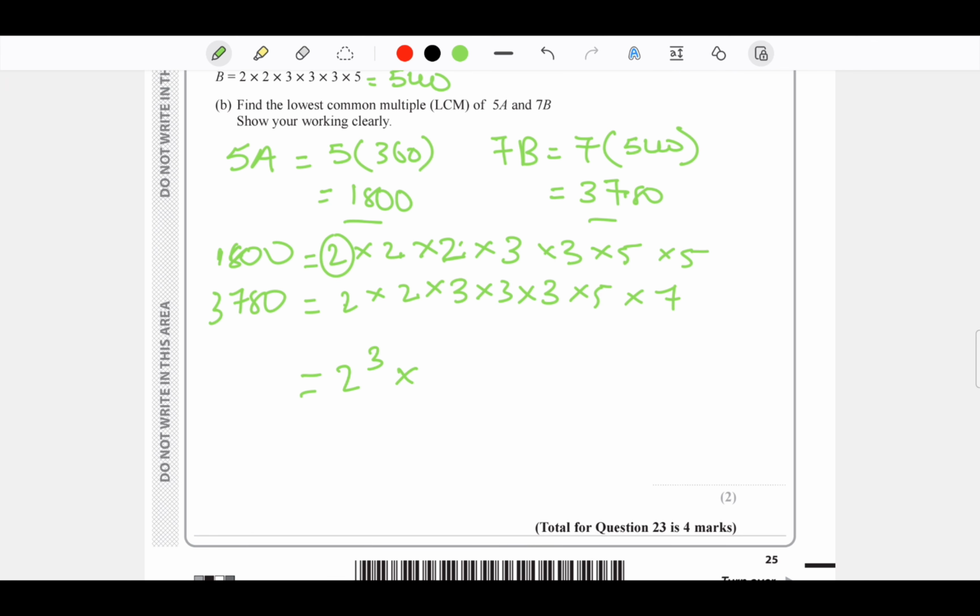I'm going to multiply that by the next value, which is 3. For 3780 we have 3 times 3 times 3, so 3 to the power of 3. As for 5, we know that 1800 has 2 of these 5's, so 5 squared, times by 7. 7 only has one, and this is going to give us a value of 37,800. That is our answer.